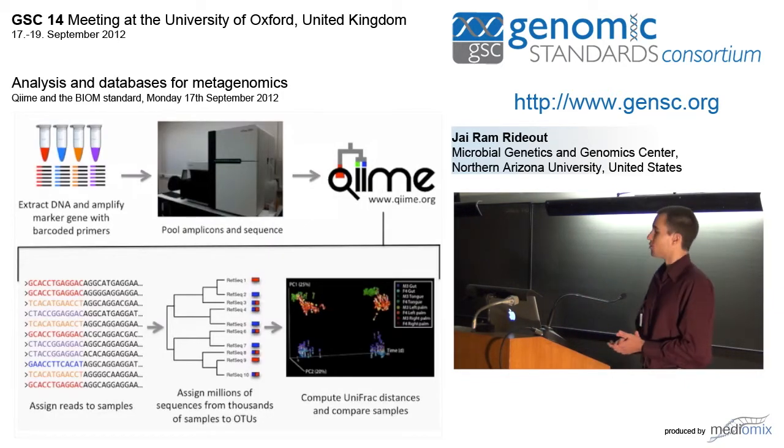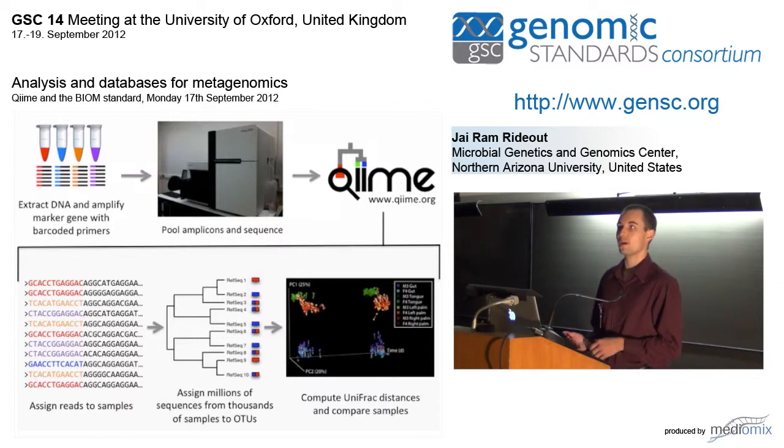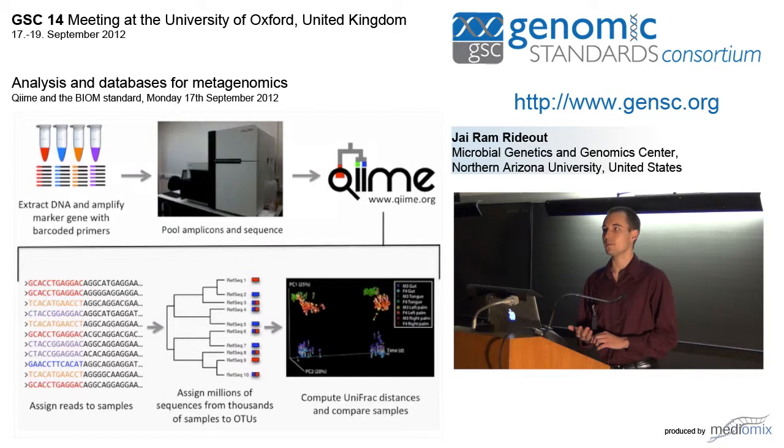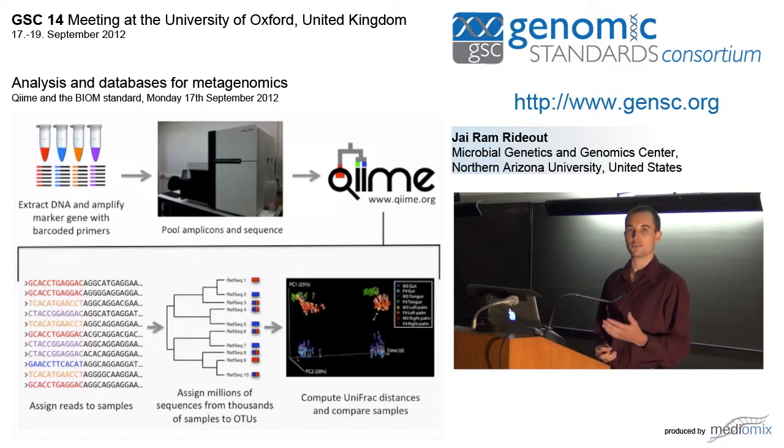So QIIME is basically a software analysis pipeline that's open source. It's pretty widely used for microbial ecology studies, and it allows researchers to take high throughput raw sequencing data from microbial communities and do demultiplexing, quality filtering, and eventually build an OTU table, which is the core data type used in QIIME. And once you have that OTU table, you can go ahead and do advanced downstream analyses from that table and do visualizations, et cetera.